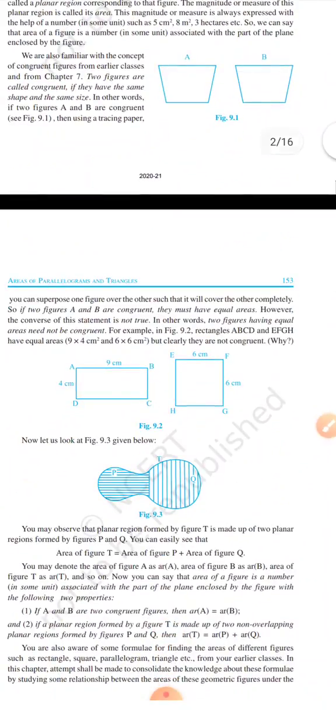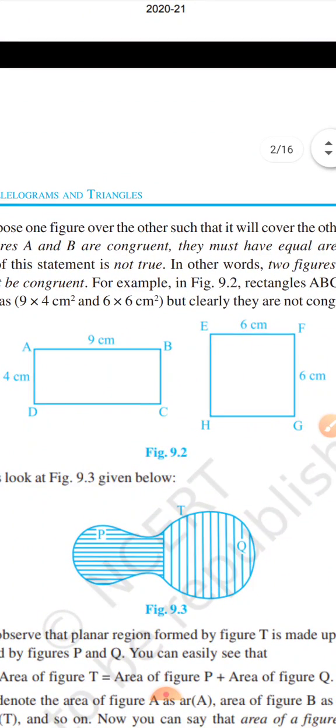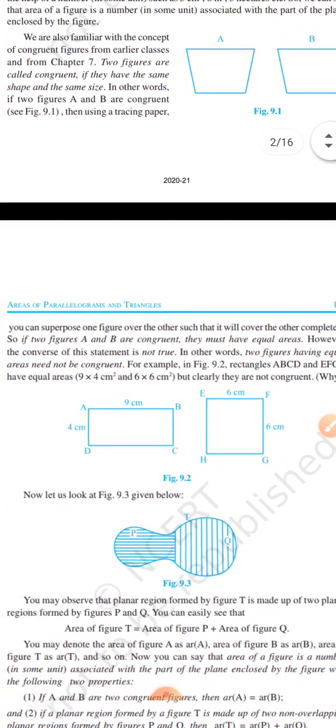Now let us talk about the converse of this thing, right? That means if the areas are equal, is the figure going to be congruent or not? So it is not necessary that if the areas of the figures are equal, they will be congruent also, right? If the areas are equal, it is not compulsory that those two figures will be congruent to each other.